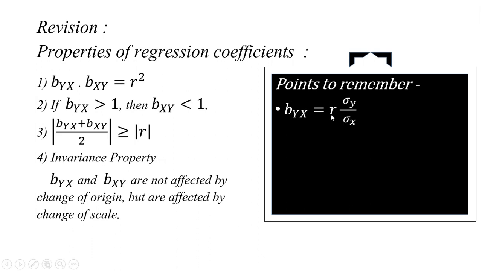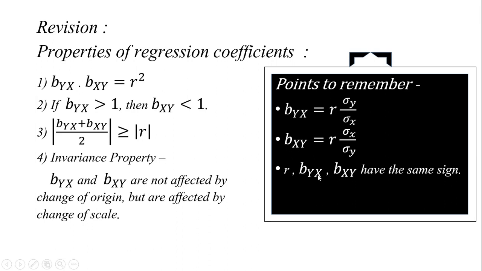Byx is equal to r into sigma y upon sigma x. Bxy is equal to r into sigma x upon sigma y. We use these two formulae to solve the examples in this presentation. We find regression coefficients byx, bxy using values of r, sigma y and sigma x. R is correlation coefficient, sigma y is standard deviation of y and sigma x is standard deviation of x.